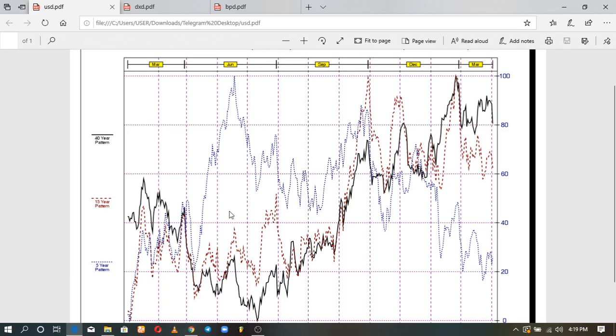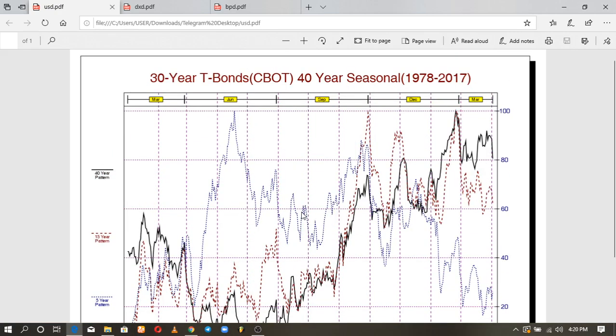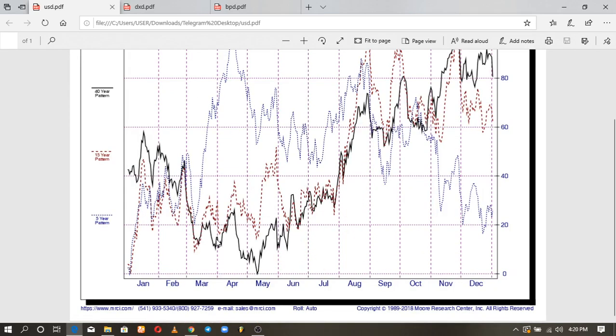So now if you look at the 40-year pattern, which is simply the average of all yearly movements on the treasury bonds over a 40-year period, you can see around January to February to March, the 30-year treasury bond is bearish. Then going into March, April, May, that is when it most seasonally makes its lows. And then from around May, you're going to see an exponential rise on the treasury bonds.